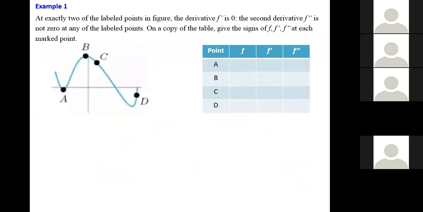That's last week. And then let's look at the examples. Okay. We have example number 1: a function and some values that we have to put in the table. At exactly 2 of the labeled points in the figure, the derivative f prime is 0. The second derivative f double prime is not 0 at any of the labeled points. They are making some comments, and I can explain why. On a copy of the table, give the signs of f prime and f double prime at each marked point.